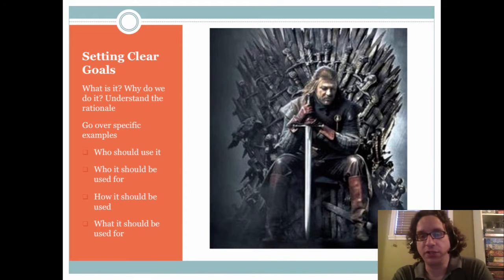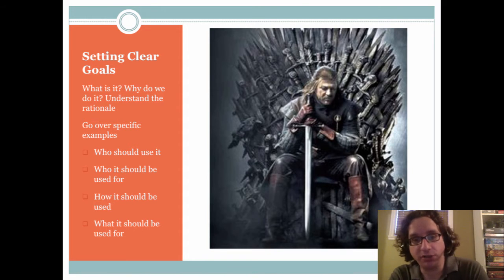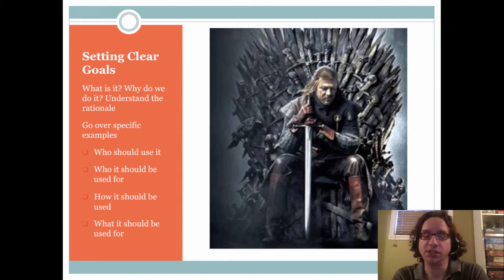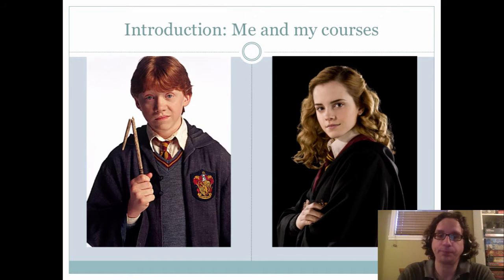What are our goals for today? It is important to have clear goals, as Ned Stark learned in season 1 of Game of Thrones. Really important to have clear goals. So, goals for today. Our goal is to talk about active learning. What is it? Why do we use it? And what is the rationale for using it? Then we're going to go over specific examples of active learning to decide who should use it, who it should be used for, how it should be used, and what it should be used for.